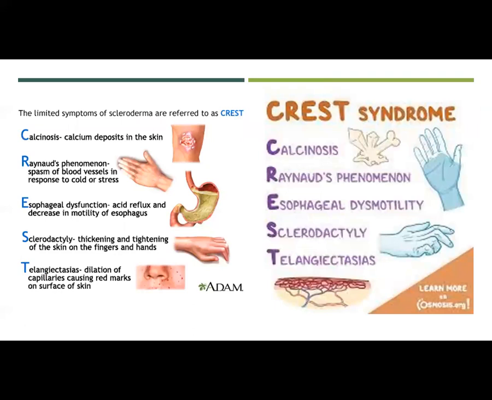So this is like the CREST syndrome. So I got two different things for you guys to look at here. The symptoms of scleroderma are usually referred to as CREST. You'll have calcinosis, which is calcium deposits in the skin, Raynaud's phenomenon, which is spasms of the blood vessels, esophageal dysfunction, so they'll have things like acid reflux, sclerodactyly, so thickening and tightening of the skin on the fingers and hands, telangiectasia, which is dilation of the capillaries causing red marks on the surface of the skin. So that's that CREST that will kind of help you see what's going on with this patient.